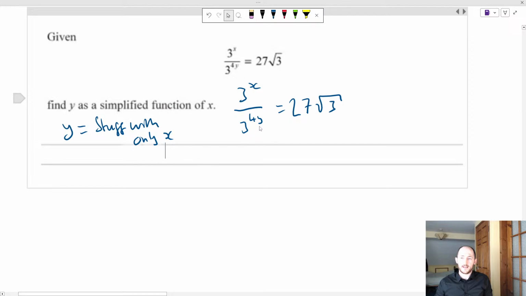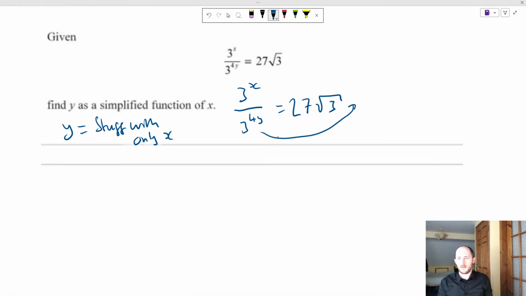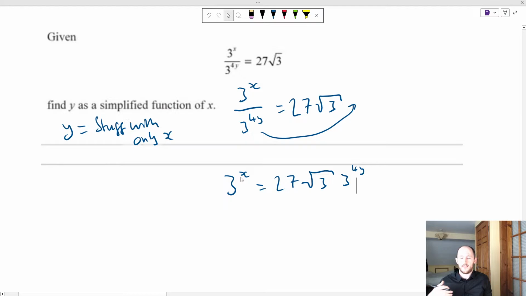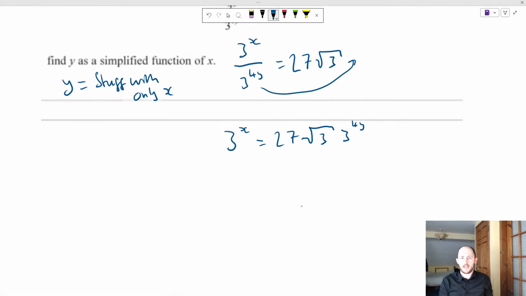If I look at this left-hand side here, there's two ways to do this. I'm going to multiply up this stuff over here. So I'm left with 27 root 3, 3 to the power 4y. Now, if you notice, the y and the x are raised, they're indices. So what I want to do is make everything base 3 with an index. The first thing I notice is 27 is not 3, but it is 3 cubed. Square root 3, how do I write that as an index? It's 3 to the power of a half.